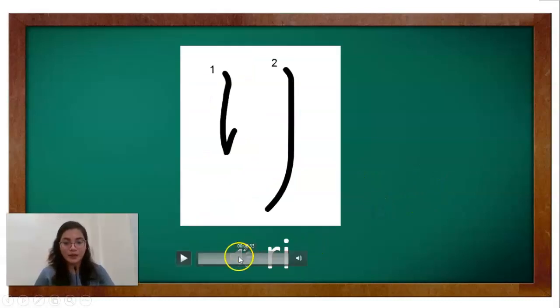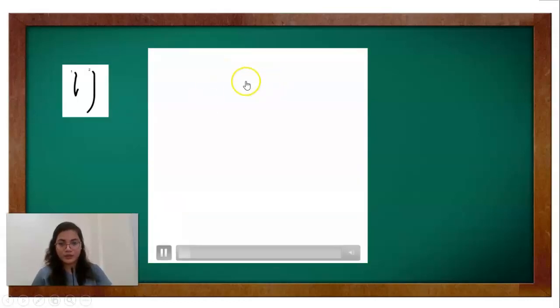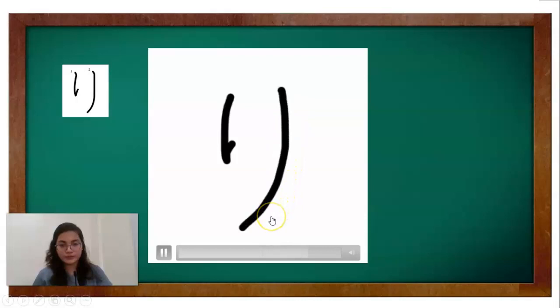Okay, next up is ri. Ri has 2 strokes. 1 and 2. Okay, let's try it again. 1 and 2.